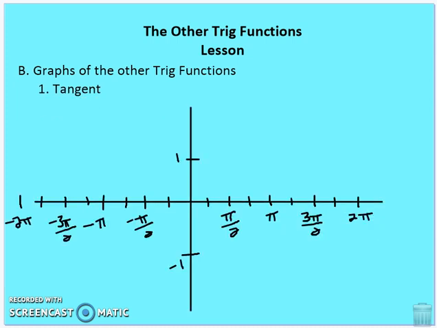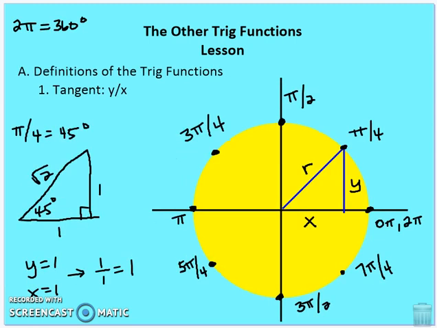Okay, so now we're going to graph the tangent function with the values that we've been given. I know this is a very busy slide, but we're going to take a look at the values of tangent as we move around the unit circle. What I do want you to notice is that at pi fourths, 3 pi fourths, 5 pi fourths, and 7 pi fourths, the absolute value of tangent is going to be 1. So in the first quadrant it's 1, and in the second quadrant it is -1 because x is negative.